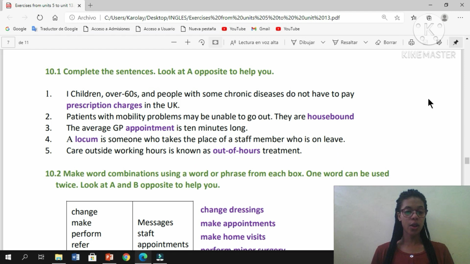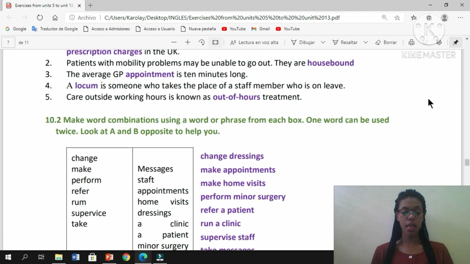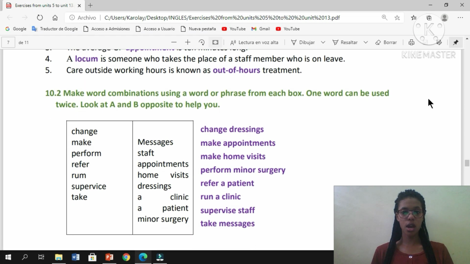A locum is someone who takes the place of a staff member who is unavailable. A care service outside normal working hours is known as out of hours treatment. Make word combinations using a word or phrase from each box. One word can be used twice. Look at A and B opposite to help you.